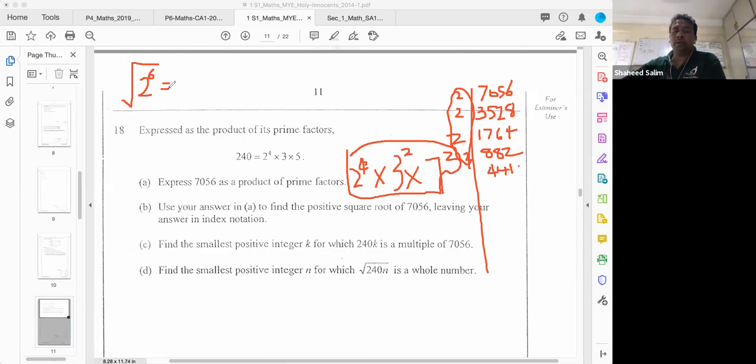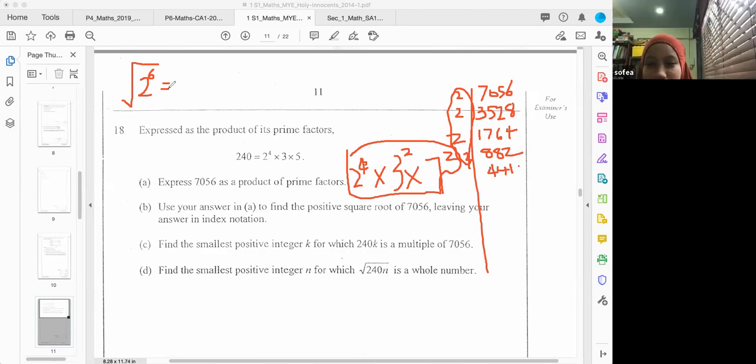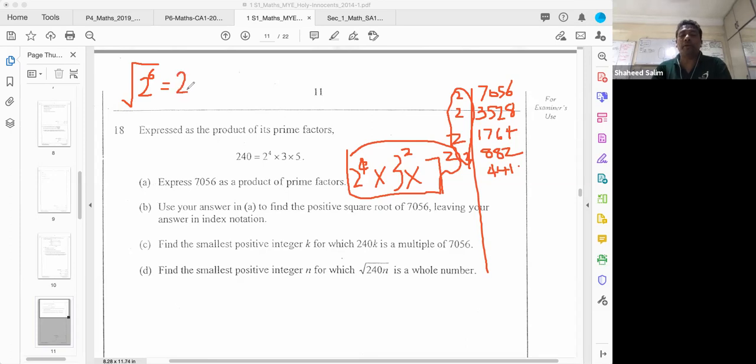Sabrina, you know how to do 2 to the power 6, square root it? What's the answer? Don't use calculator from here, just straight. The answer is, anyone? 12. Well, its answer is 2 to the power of 3.